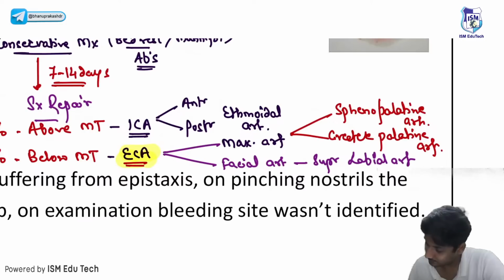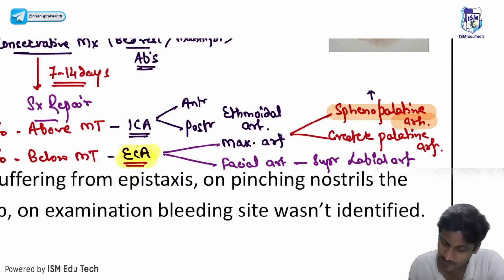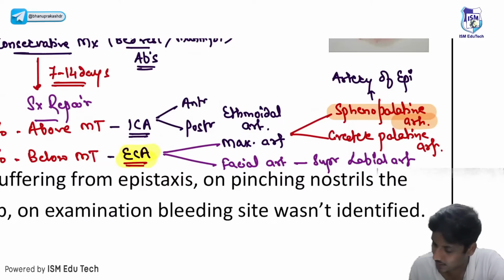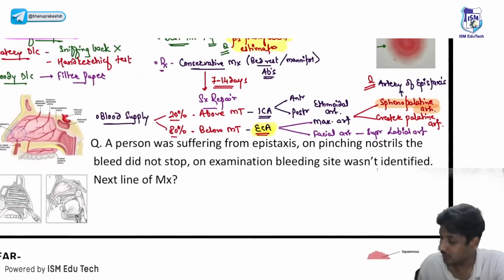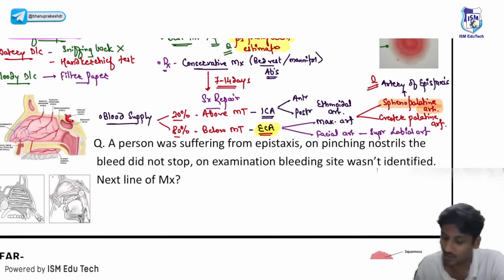It is important, please remember, it is the sphenopalatine artery. The sphenopalatine artery is the most common one to bleed, and that's the reason why it is also known as the artery of epistaxis. That you need to remember. It is not the greater palatine, it is the sphenopalatine artery which most commonly bleeds.